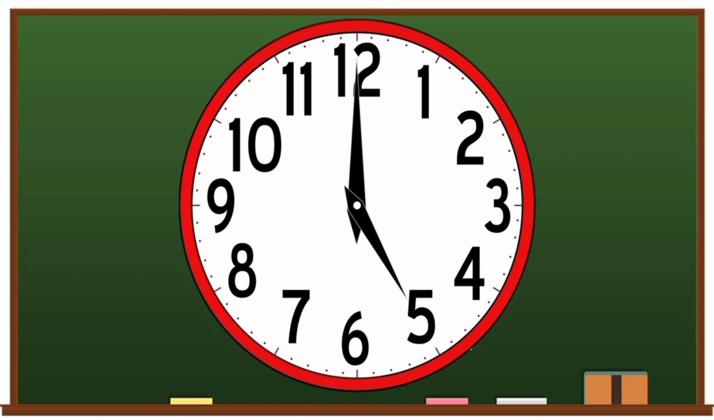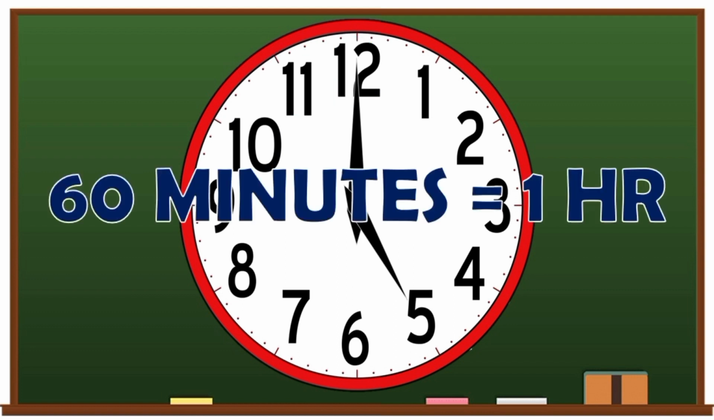Let's do the skip counting by 5 to calculate how many minutes do we have to complete an hour. Let's start from 1. 5, 10, 15, 20, 25, 30, 35, 40, 45, 50, 55, 60. So, we have 60 minutes in an hour.